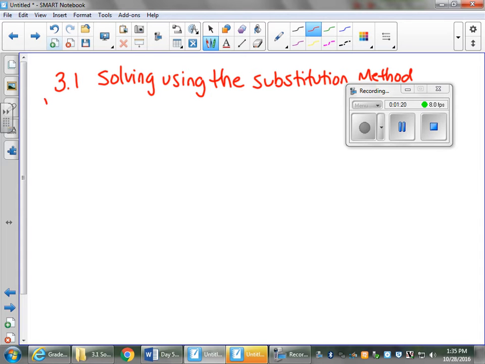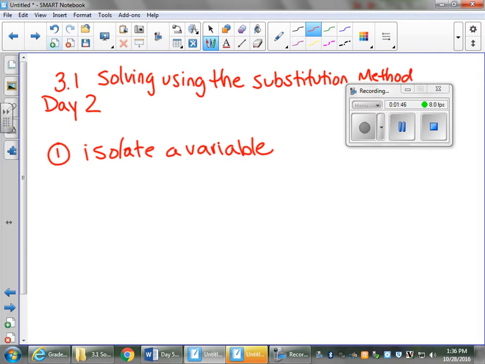Okay, and this is day 2 of the solving section. This is a 6-day section, and then the second section of the unit is all real-world practice. So the way the substitution works, there are 3 steps to it. Step 1 is you're going to isolate a variable. Any variable you want to, but I'll talk to you about strategies today about how to pick the variable that's easiest to isolate.